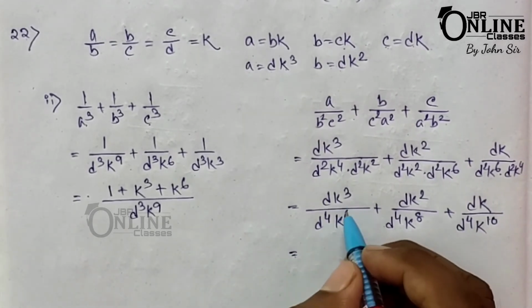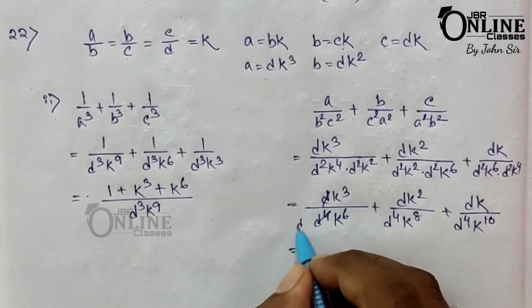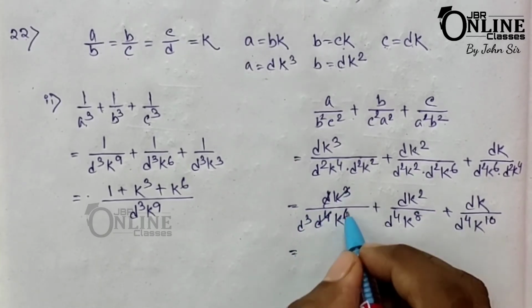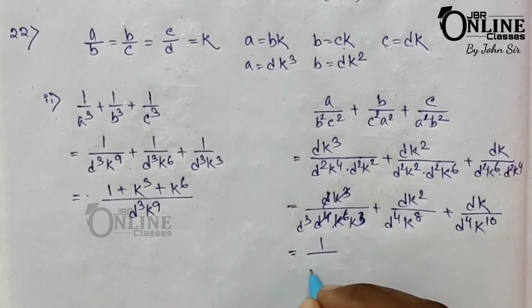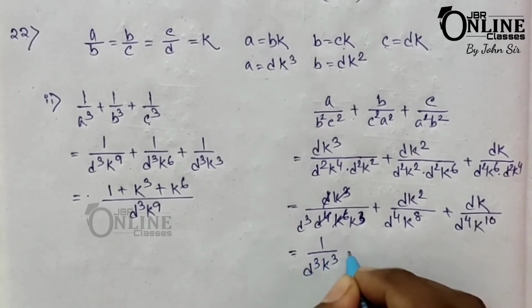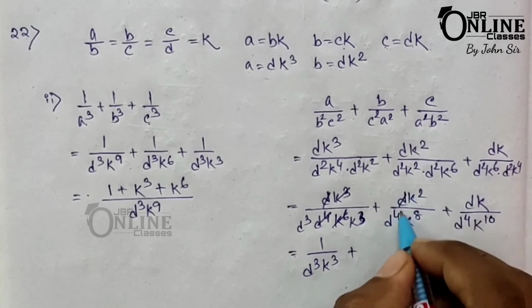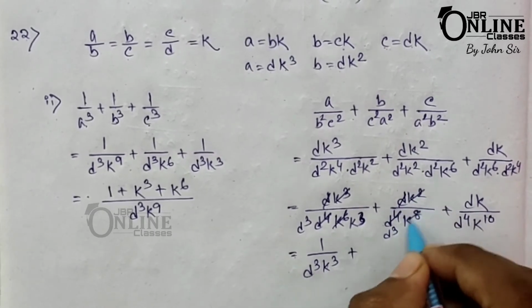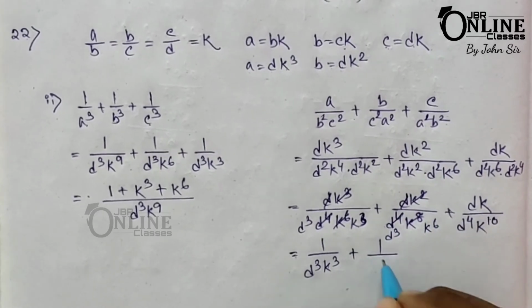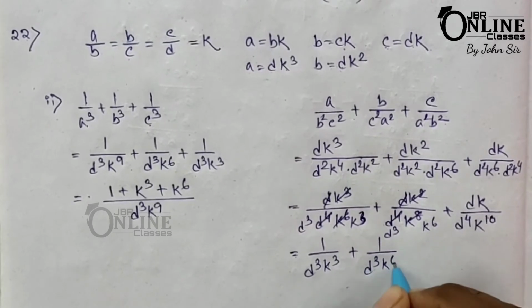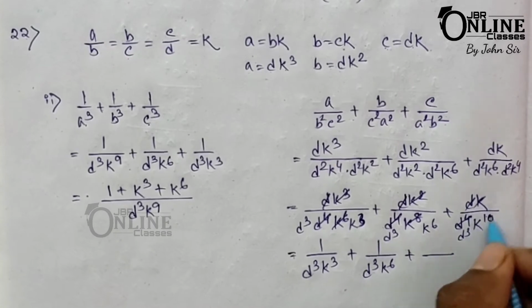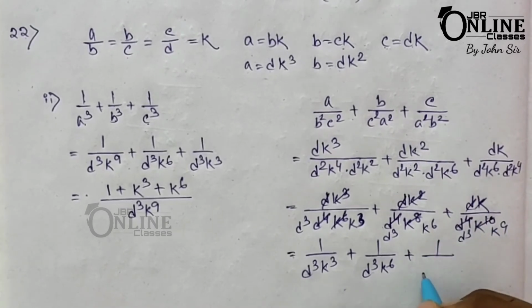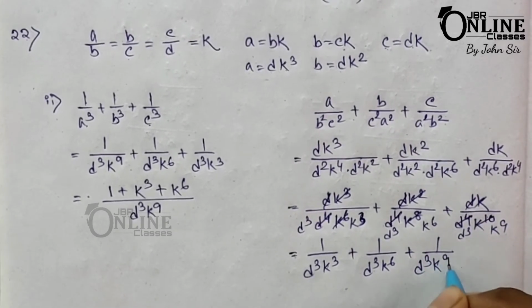Okay, so here d cancels out, it will be d cube, and here k cancels out, it will be k cube. So finally 1 by d cube k cube. The next one, d cancels out, d cube, and here k to the power 6. So it will be 1 by d cube k to the power 6. Last one, d cancels out d cube, and k to the power 9. So 1 by d cube k to the power 9.